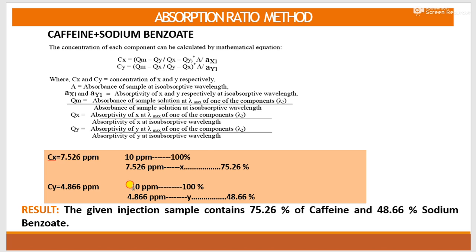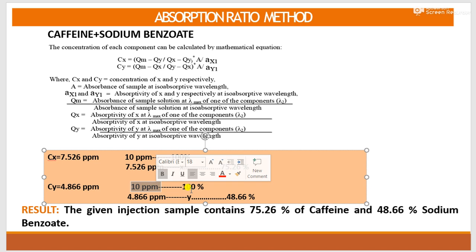So theoretical value of sodium benzoate was 10 ppm. So 10 ppm is 100%, so 4.886, which we obtained from this equation, how much percent is there? So it is 48.86%. So the result can be expressed as: the given injection sample contains 75.26% of caffeine and 48.66% of sodium benzoate.